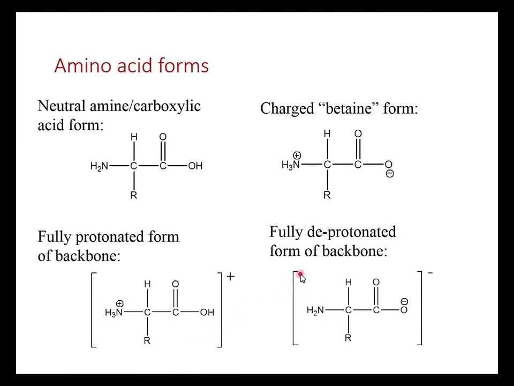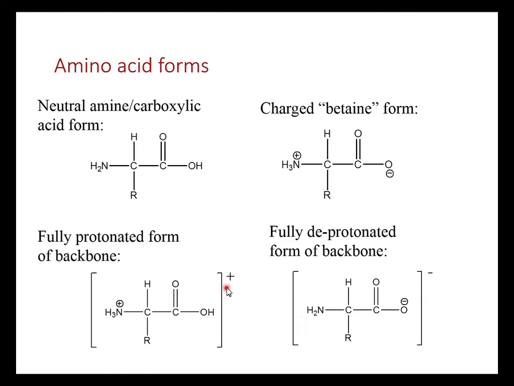There's also a fully deprotonated form of the backbone where every acid or base group is in its fully deprotonated form. So the amine is present again. It's lost the extra H plus that it had in the conjugate acid ammonium ion, and the carboxylate ion is present. It's lost the H plus that it had as the carboxylic acid group. It's important that you become familiar with these four, that they start to look really different to you, and that you can notice which one you have in a given situation.